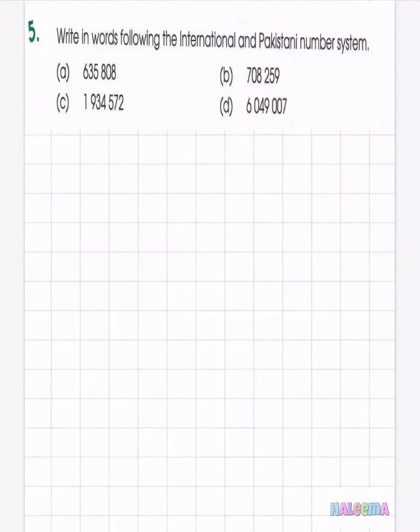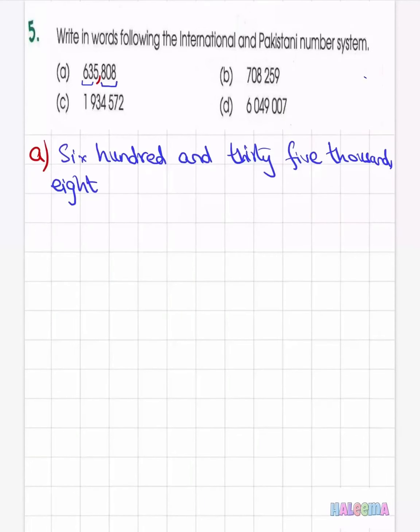In this question, we have to write the numbers given to us in words, right? Let's solve it together. But before solving, remember to divide the number into parts. See, 635,808. Coming to part B, again, let's divide the number into two parts. 708,259.